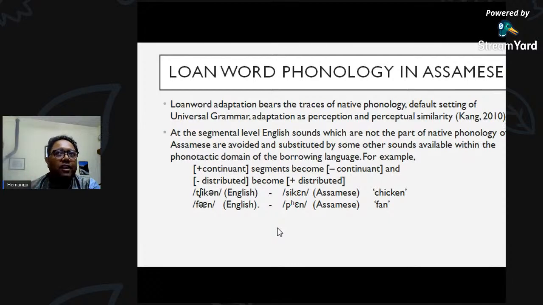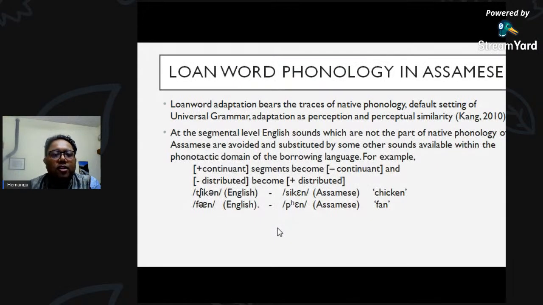The foreign language does have other foreign elements. So when it brings foreign phonemes, foreign sounds, into your language, it tries to filter those sounds and substitute them with the sounds which are available in your language. So a plus continuant sound becomes a minus continuant sound, like the English word chicken, in Assamese it becomes chicken. The fan becomes pan. So what is happening?